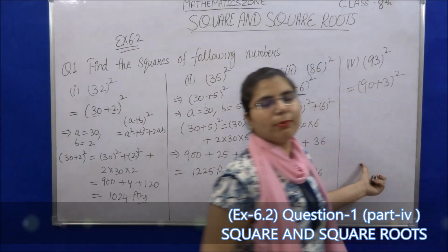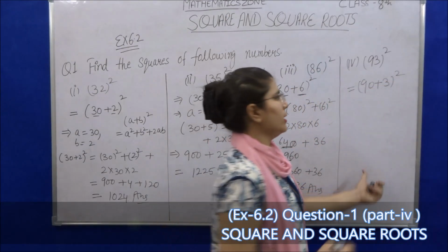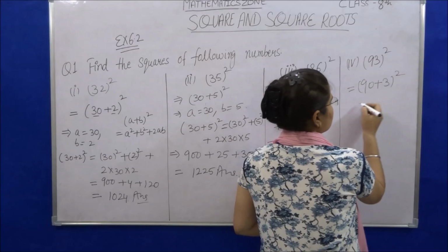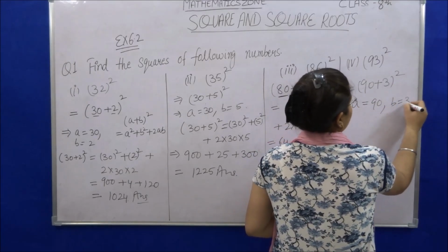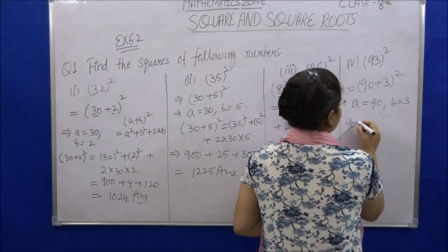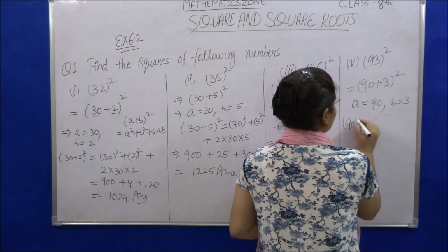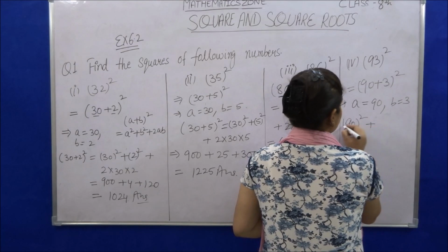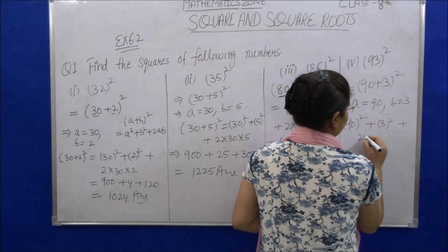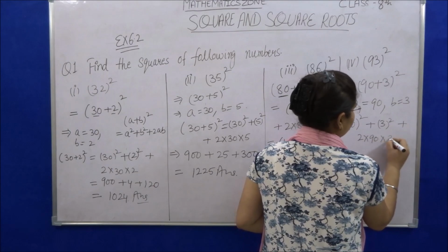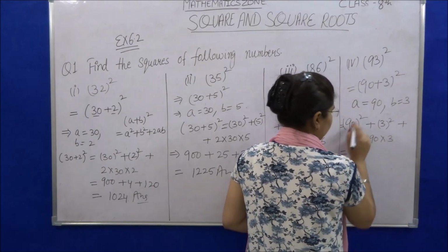Now the fourth question. This can be written like (90 + 3) whole square. Now once again apply the algebraic identity over here, that will be (a + b) whole square. So our a is 90, b is 3. Now (90 + 3) square equals a square plus 3 square plus 2 multiplied by 90 multiplied by 3.